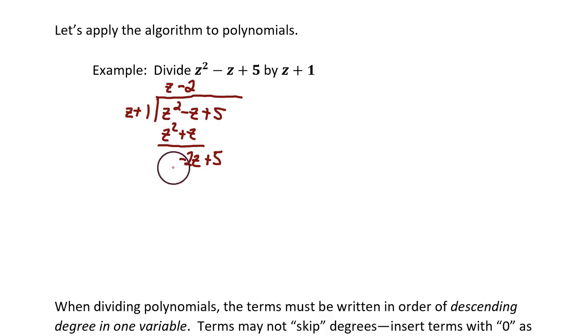Negative 2 times z is negative 2z. Negative 2 times 1 is negative 2. Now subtract. Negative 2z subtract negative 2z makes nothing. 5 subtract negative 2 is 7.